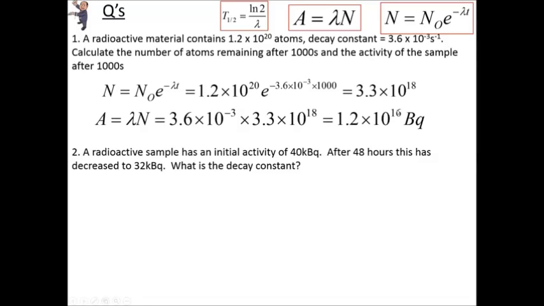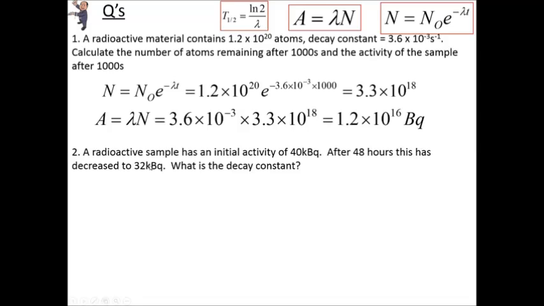Then we can do our activity. After 1,000 seconds, A equals lambda N. So 3.6 times 10 to the minus 3 times 3.3 times 10 to the 18, that's the value we've just calculated, so lambda times N. We've got an activity of 1.2 times 10 to the 16 per second, which is becquerels.